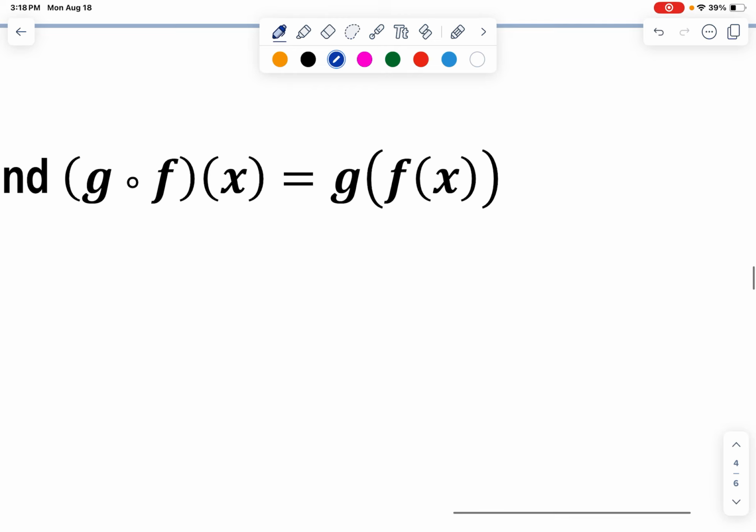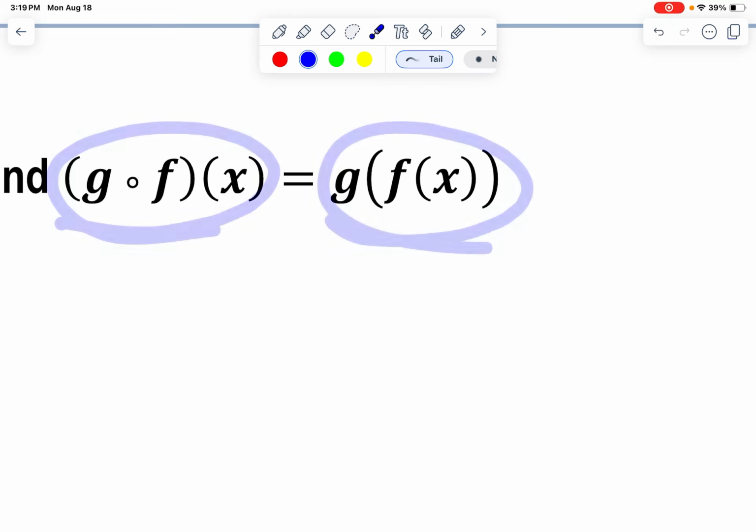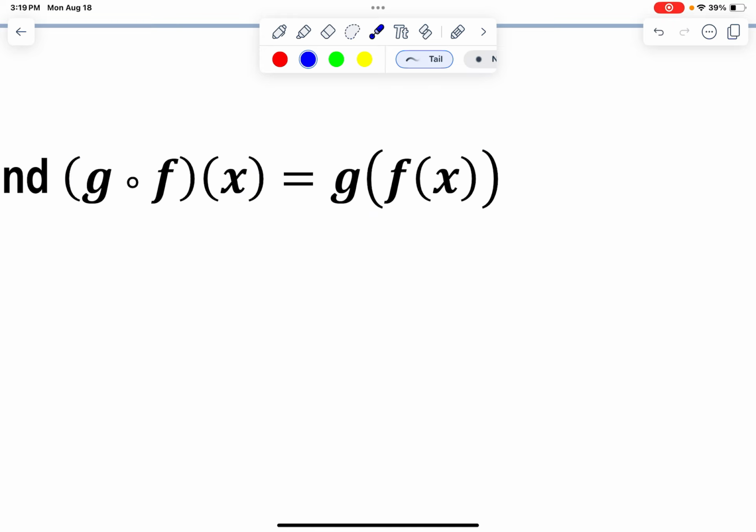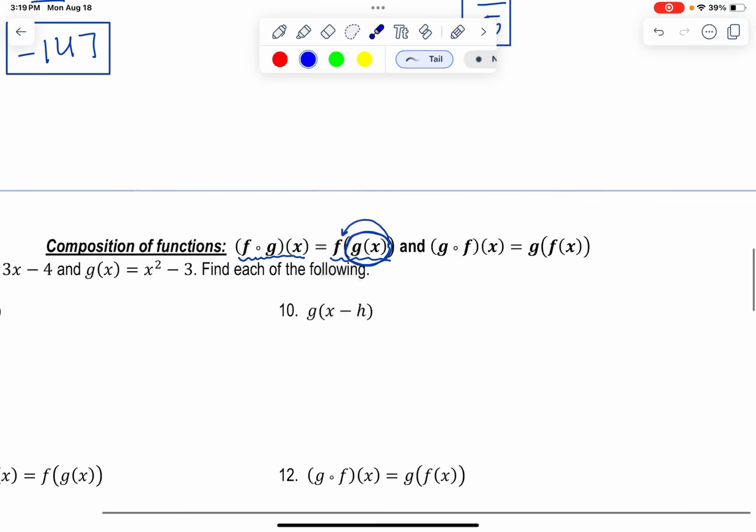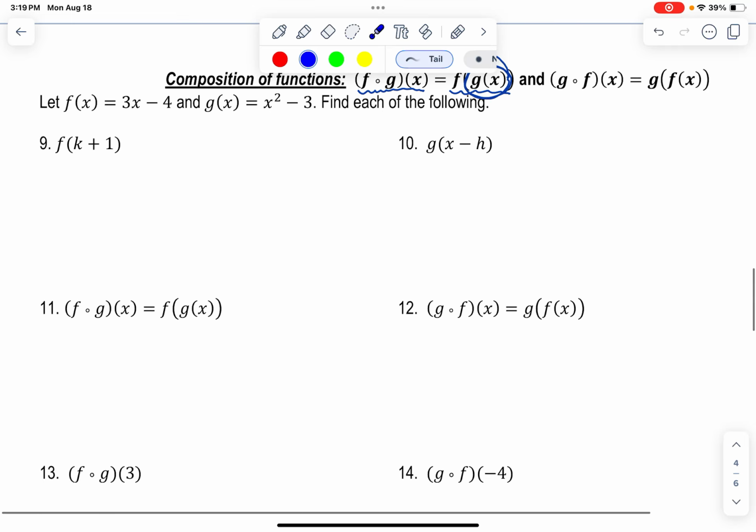This here says g of f of x. This also says g of f of x. They say the same thing. And what you're going to do with this one is take f of x and plug it into g. Okay? So let's go ahead and try a few of these problems.